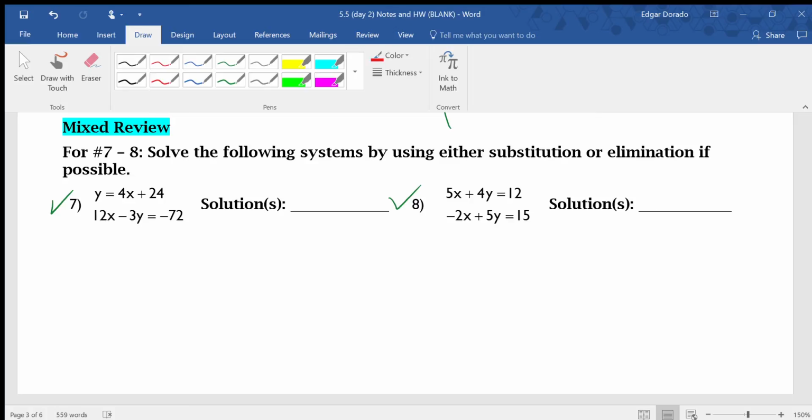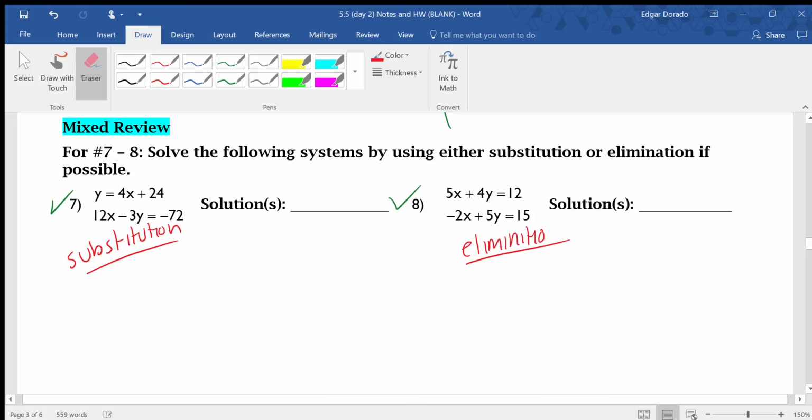I would more than likely do substitution here. And I would more than likely use elimination on this one. Okay. All right, I would probably use elimination on that one. I'm sure you can probably see why as of this point. If not, just know that that's what I would use. So if you want, go back and watch some of those previous videos.